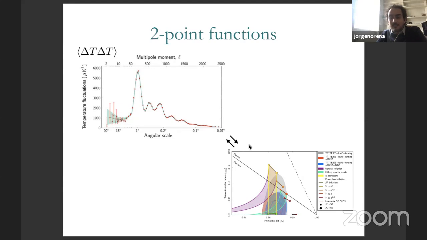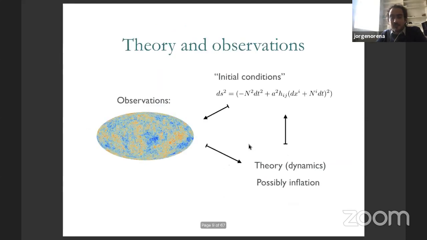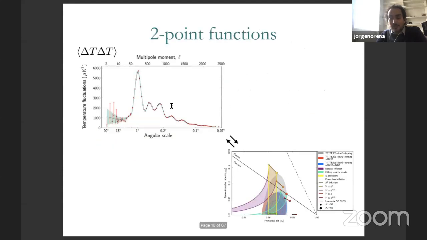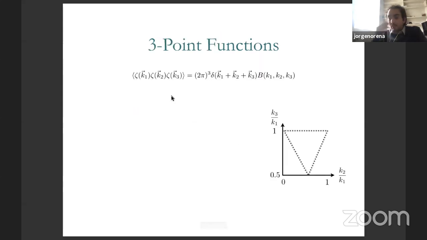But this is only probing the free field. So it's only probing an action like this one. This action was obtained by expanding the metric and keeping it up to second order. Of course, there are higher order terms in the action that relate to the nonlinear evolution of gravity, but also to the interactions of the inflaton, etc., that we cannot see directly from this two-point function. So we would like to go to higher order correlation functions.